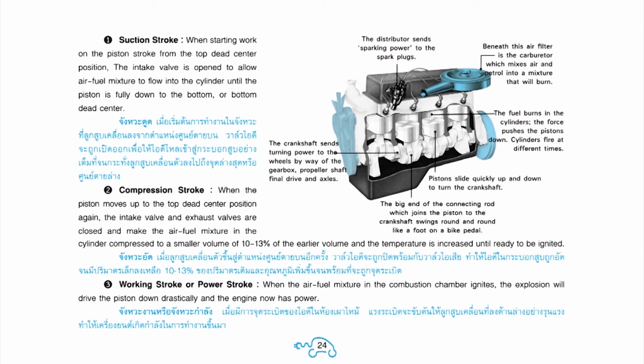The fuel burns in the cylinders. The force pushes the pistons down. Cylinders fire at different times. Pistons slide quickly up and down to turn the crankshaft. The big end of the connecting rod, which joins the piston to the crankshaft, swings round and round like a foot on a bike pedal. The crankshaft sends turning power to the wheels by way of the gearbox, propeller shaft, final drive, and axles.